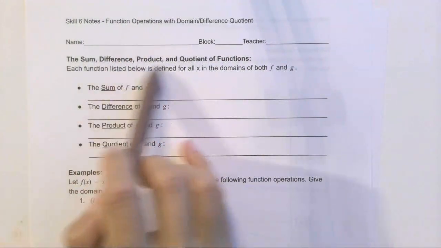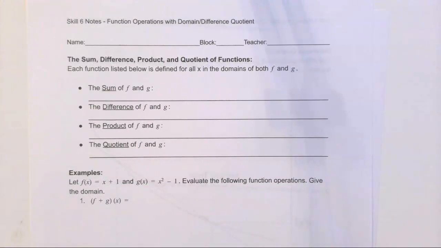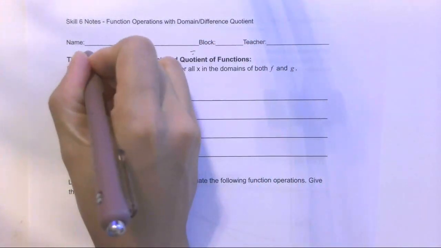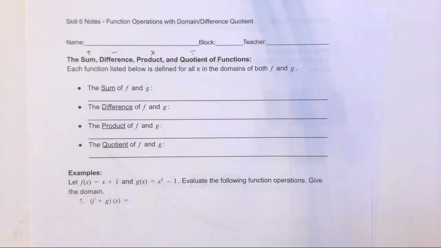Usually we use those operations with numbers, right? So when I say product of 3 and 8, you do 3 times 8. You multiply together. Quotient means dividing. So you all know what those mean. We're going to do the same thing with functions this time, okay?